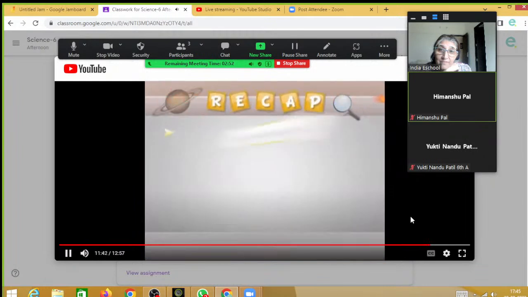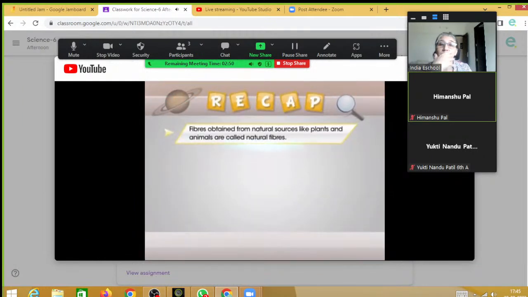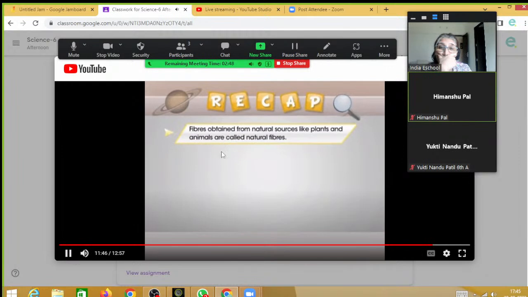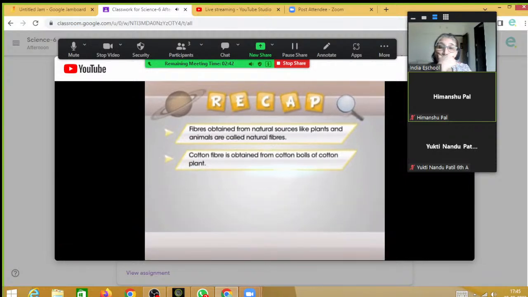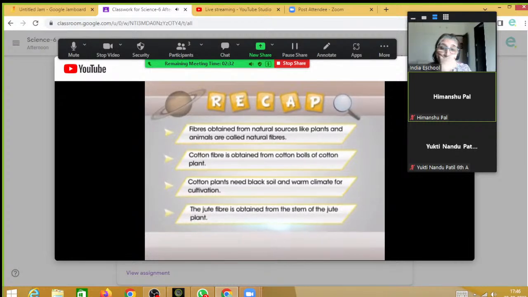In this module, we have learnt the following. Fibers obtained from natural sources like plants and animals are called natural fibers. Cotton fiber is obtained from cotton balls of cotton plant. Cotton plants need black soil and warm climate for cultivation. The jute fiber is obtained from the stem of the jute plant.